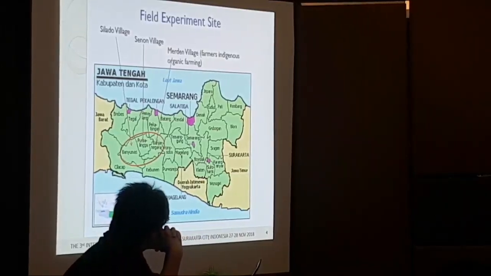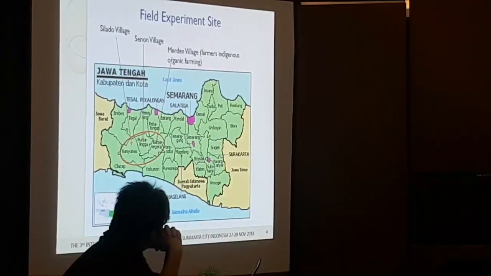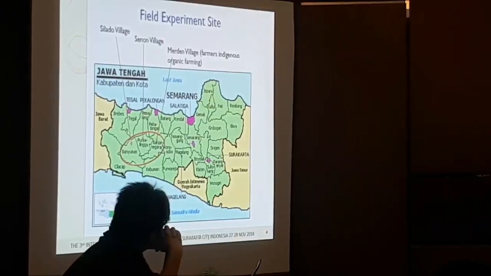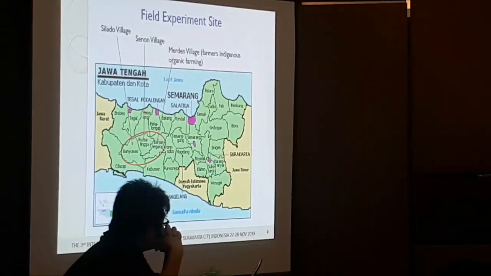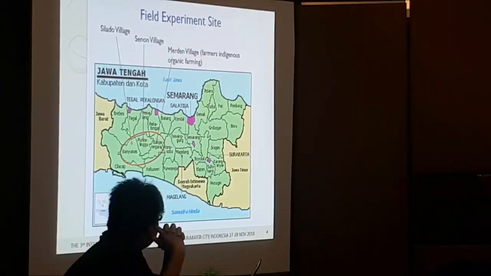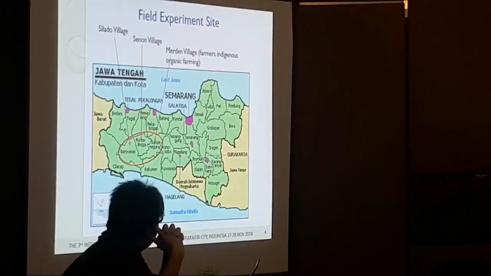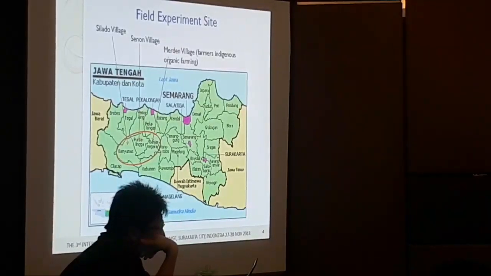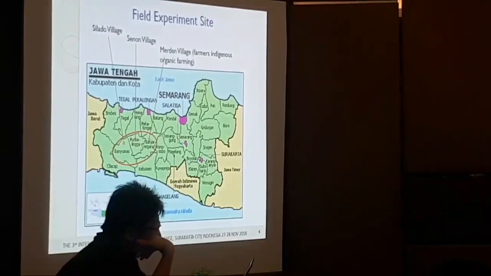But the exception is for Banjarnegara village, for the CSA, since we found that there is a farmers' indigenous organic farming that has been long-term. When we conducted our experiment, they had been doing it for about 9 years. So we decided to measure this indigenous farming and compare it with the conventional farmers practice.